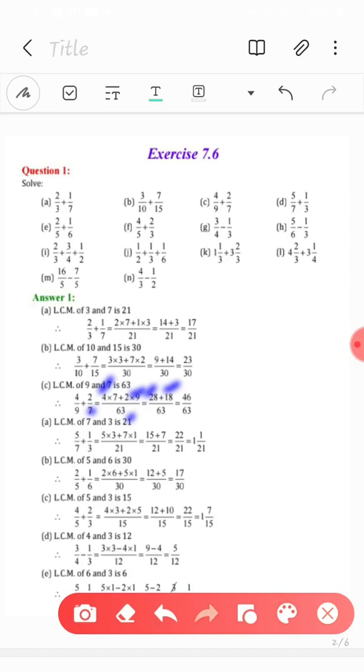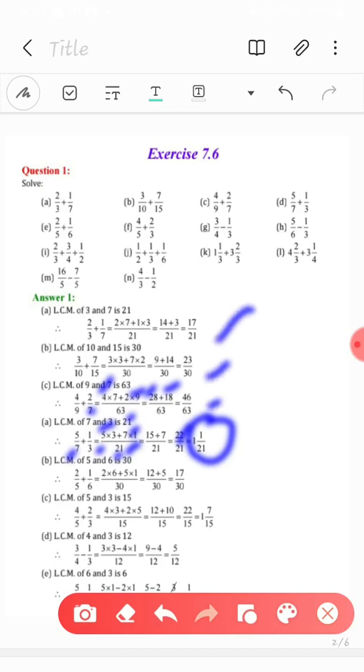Again, now D, 5 by 7 plus 1 by 3. 7 and 3, if you find the LCM we are getting 21. So this 21 divided by 7 is 3. So 3 into 5. 21 divided by 3 is 7. So 7 into 1. So 5 into 3 is 15. 7 into 1 is 7. So 15 plus 7 is equal to 22. So 22 by 21. Since it is an improper fraction, we are converting it into a mixed fraction. Then the rest are all proper fractions, so we are not converting.